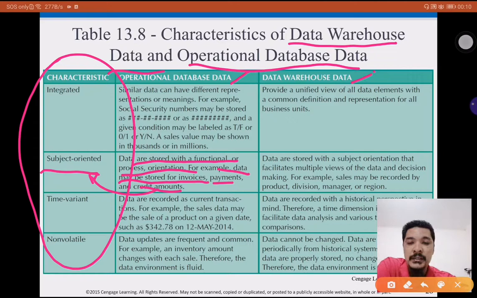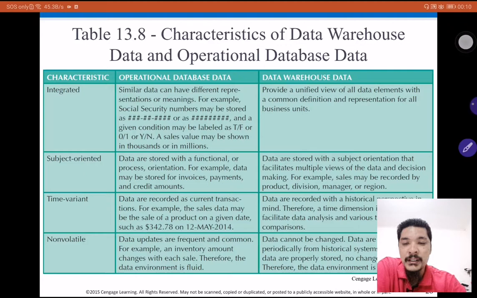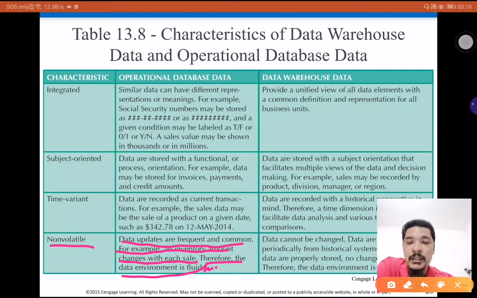Time variant: data recorded as a current transaction, with a date. A bank, for example, uses time variance, right? And non-volatile: data updates are frequent and common. For example, inventory amount changes with each sale. Therefore, the data environment is fluid. So with non-volatile, sometimes prices change, right? There are promotions and so on. So the data that we store must be non-volatile. Okay. Next.